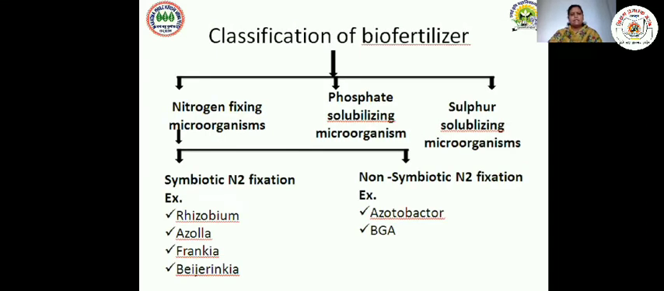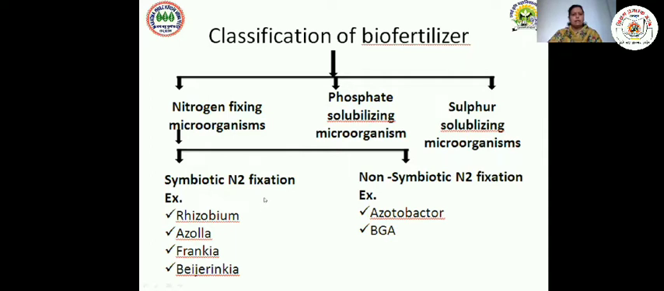Next is the classification of biofertilizer. There are three classes of the biofertilizer. First is nitrogen fixing microorganisms. Second is phosphate solubilizing microorganisms. Third is sulfur solubilizing microorganisms. Nitrogen fixing microorganisms: symbiotic nitrogen fixation and non-symbiotic nitrogen fixation.